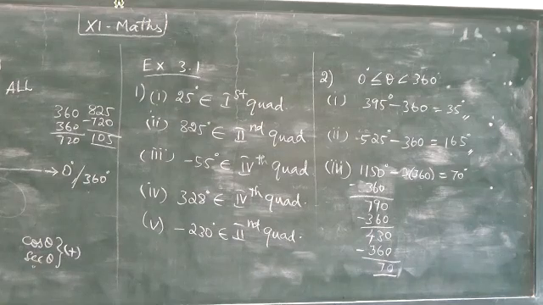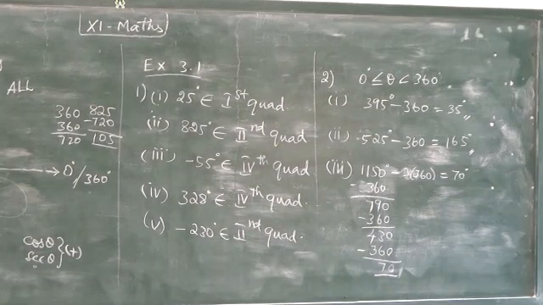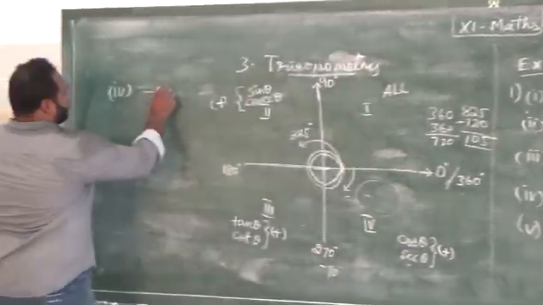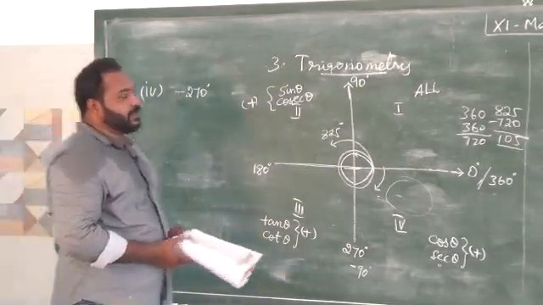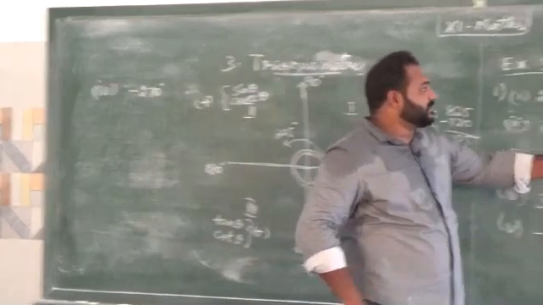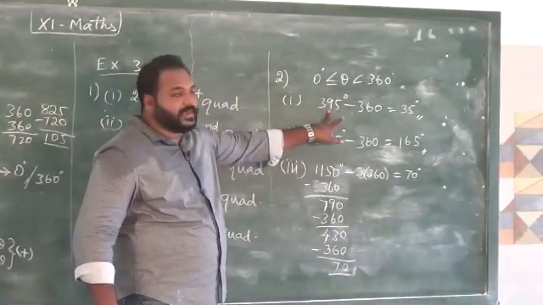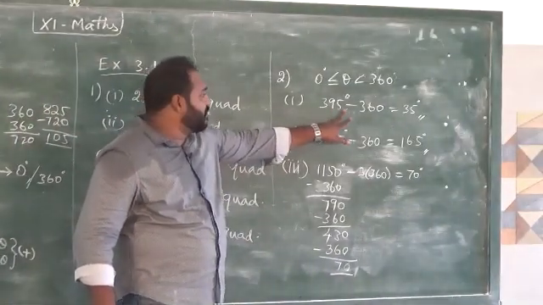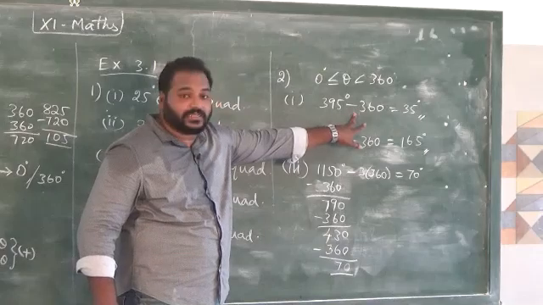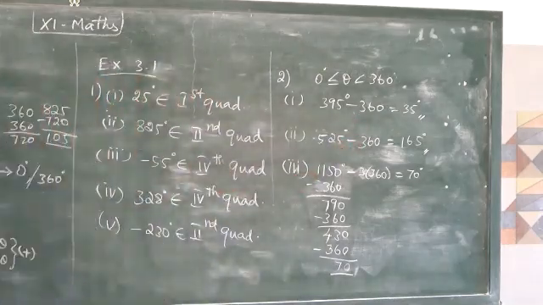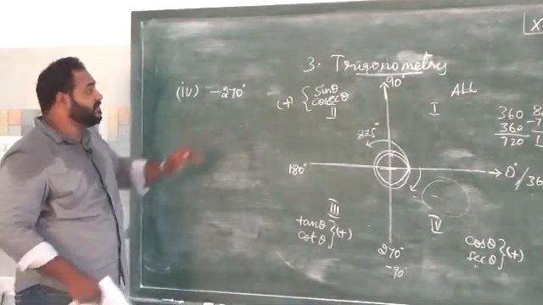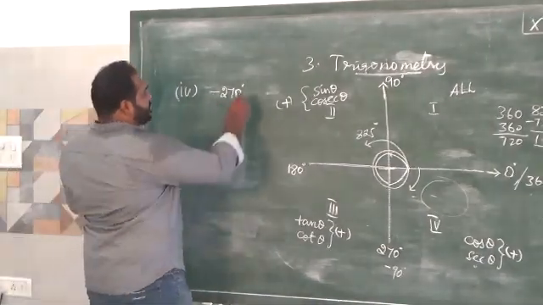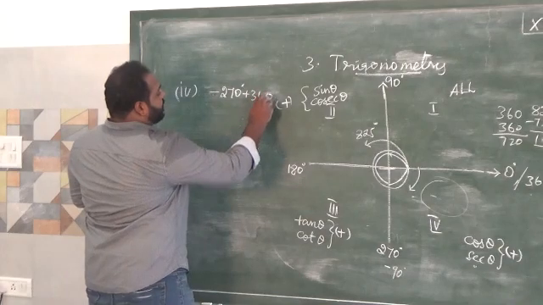Fourth subdivision, minus 270. Here we have positive values. To find the coterminal angle, we subtract 360. If you are given a minus value to find the coterminal angle, we have to add 360. We have to add 360.